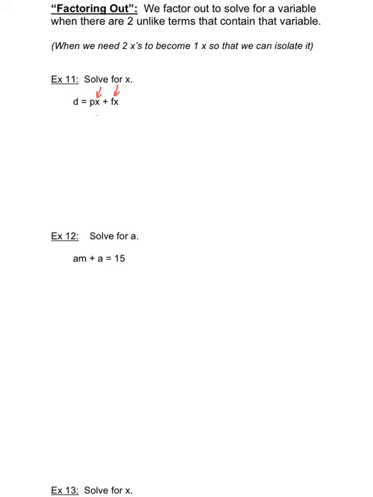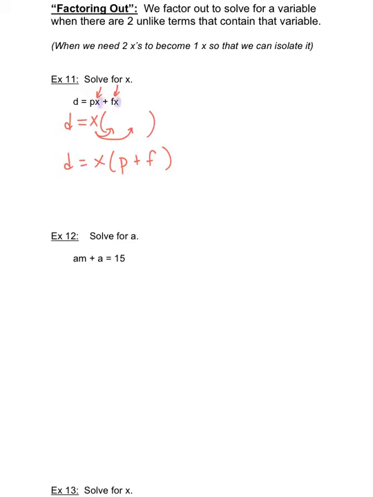This is called factoring. I pull the x out and I say, okay, x times what would give me px, and x times what would give me fx. So I'll do it in the next line. I would have x times p would be px, and x times f would be fx. And what that does is it takes your two x terms, which were here and here, and it turns it into just one x so that you could isolate it.